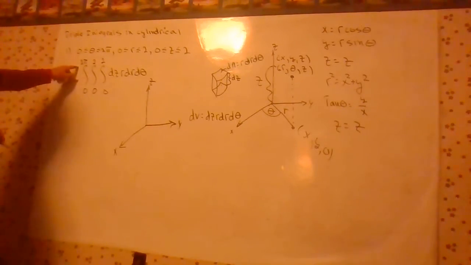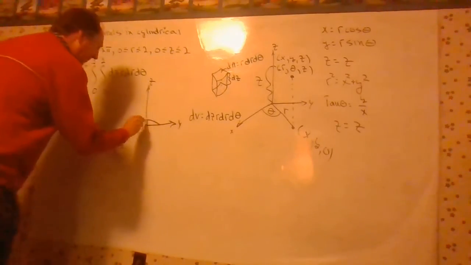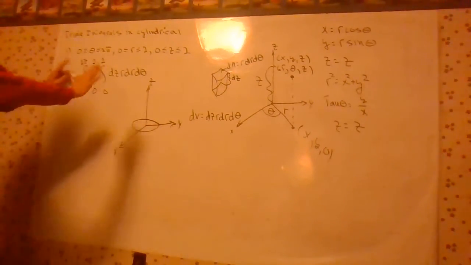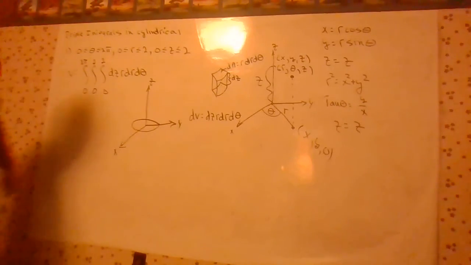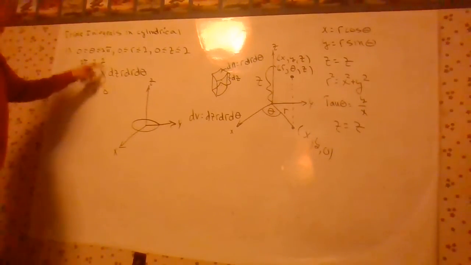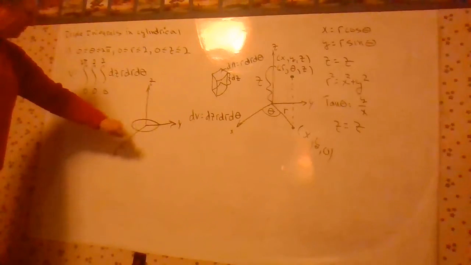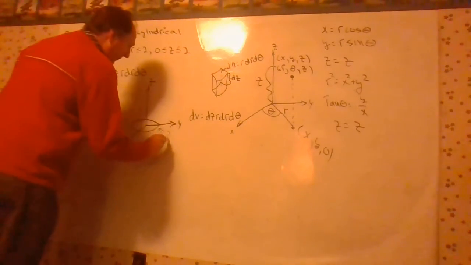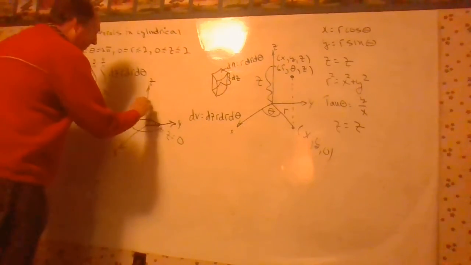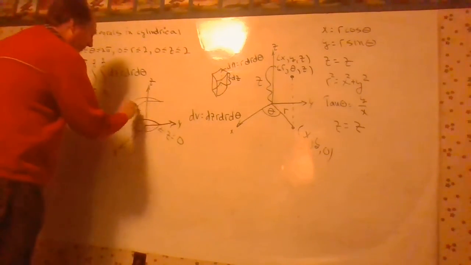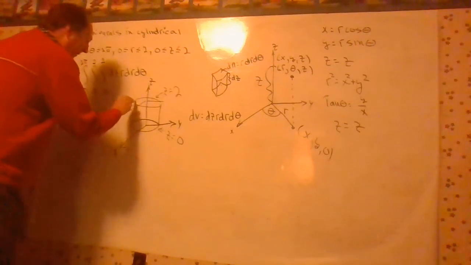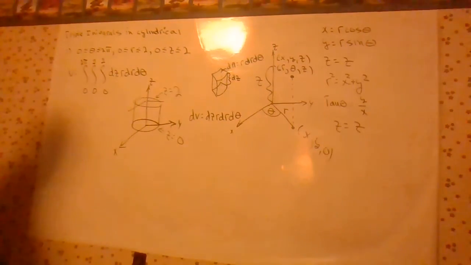Well, theta goes from 0 to 2 pi, r goes from 0 to 2 in polar. That's just a circle, except now our circle happens to be horizontal instead of vertical because our xy plane is horizontal. And then z goes from 0 to 2. For each point in here, we start here and go up here. Right down here, z equals 0, and you can draw new axes up here. Z equals 2, and guess what? We end up with a cylinder.